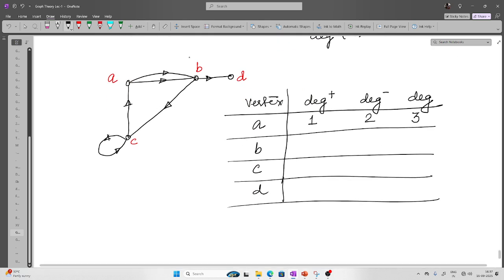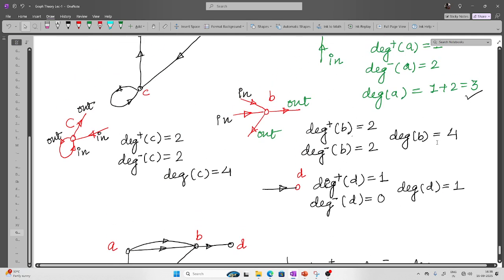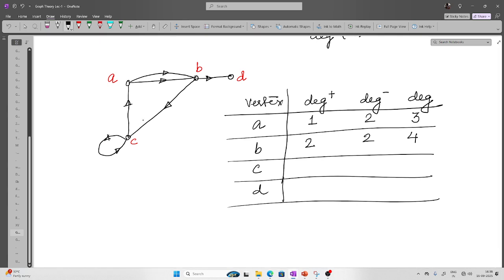For vertex B, what is the in degree? 1, 2. What is the out degree? 1, 2. Total degree is 2 plus 2, 4. That is what we have done here. For vertex C, what is the in degree? 1 and 1, that is 2. What is the out degree? 1 and 1, that is 2. So the total will be 2 plus 2, 4.